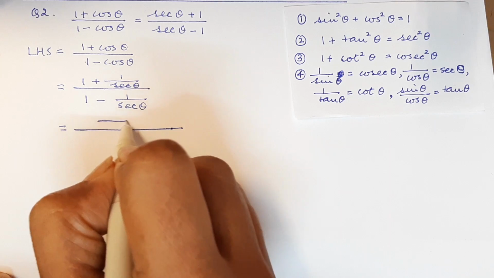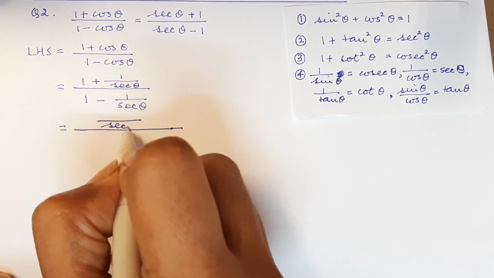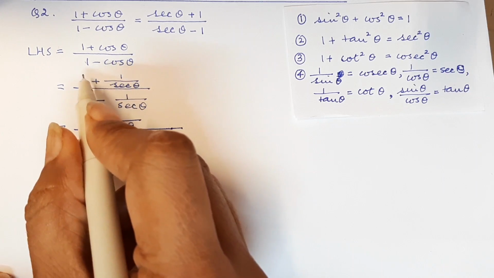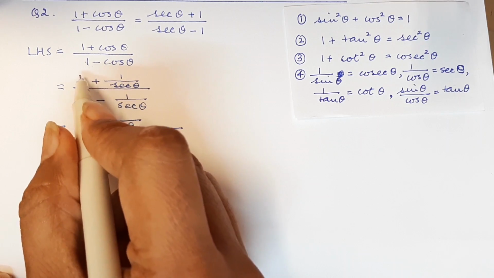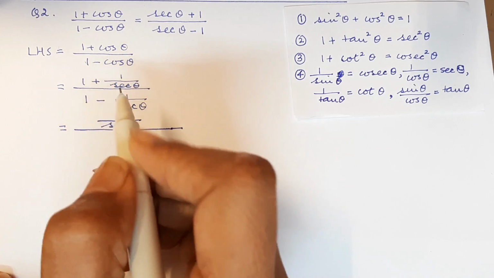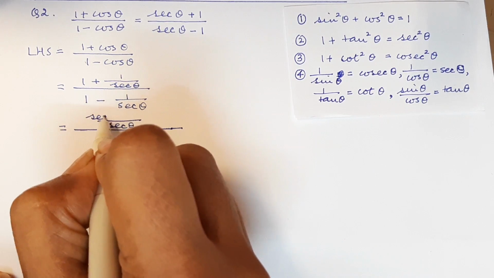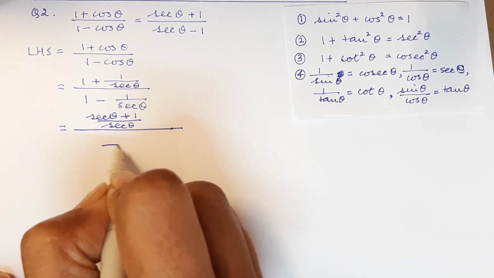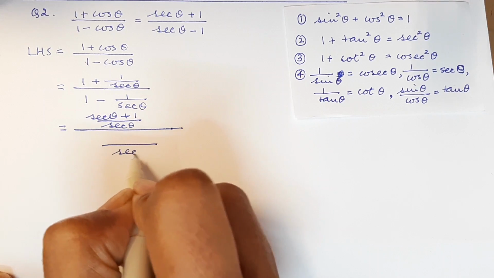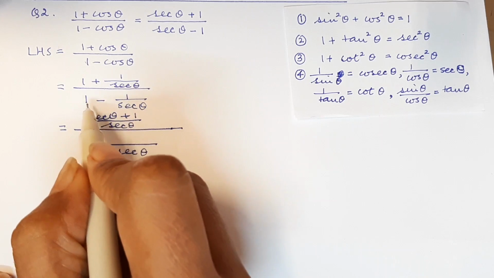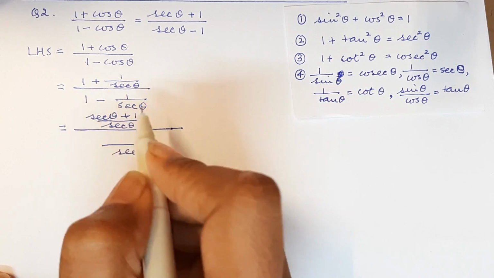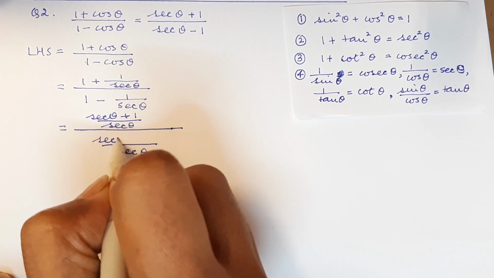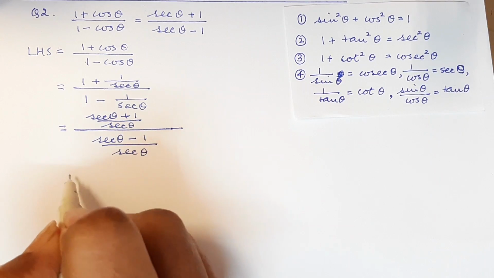So simplifying means we'll have to take the LCM. So we take the LCM as sec theta, and now sec theta will be multiplying here because this is 1. 1 becomes sec theta upon sec theta, right? So we will write here sec theta plus 1. And here again in the denominator, we'll take LCM, which is again sec theta. This 1 becomes sec theta upon sec theta, we can write it. And so we will write here sec theta minus 1.